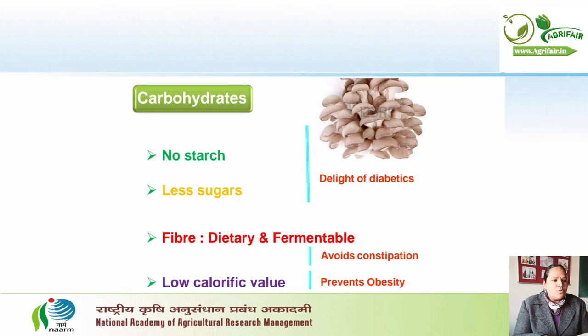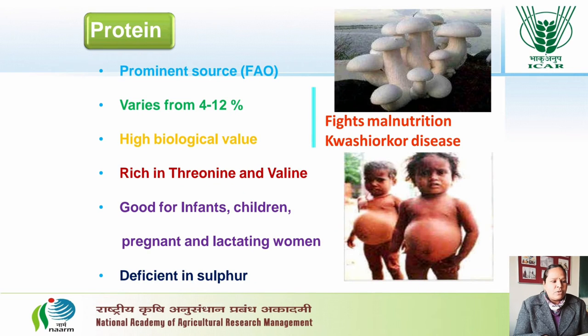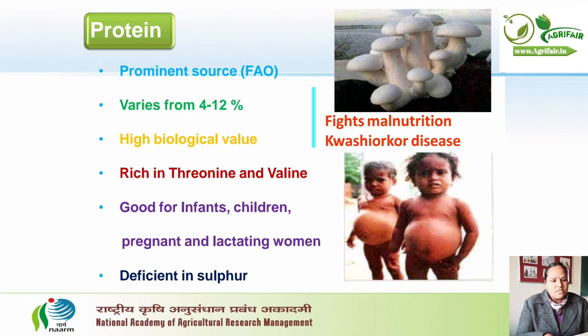Now, in the case of protein, it varies from 4 to 12%, with high biological value, rich in threonine and valine, good for infants, children, pregnant women and lactating women, and deficient in sulfur. This picture shows children suffering from malnutrition due to deficiency of protein, and this disease is known as Kwashiorkor.